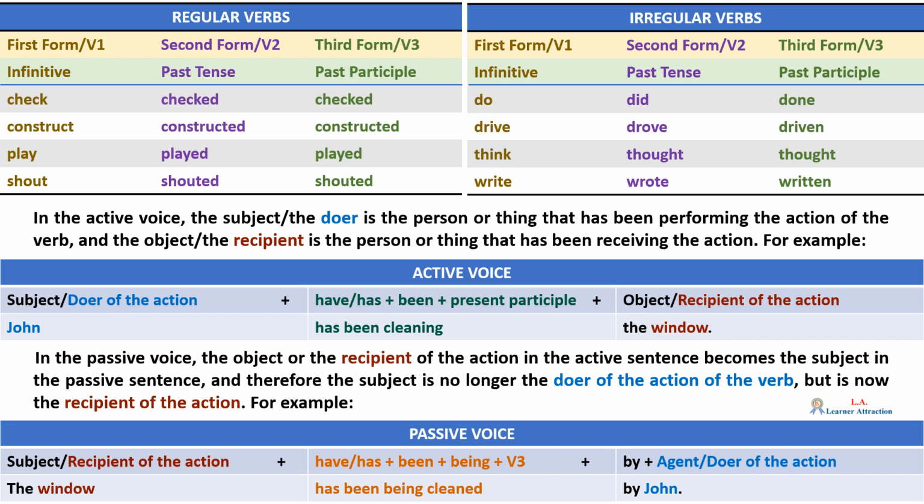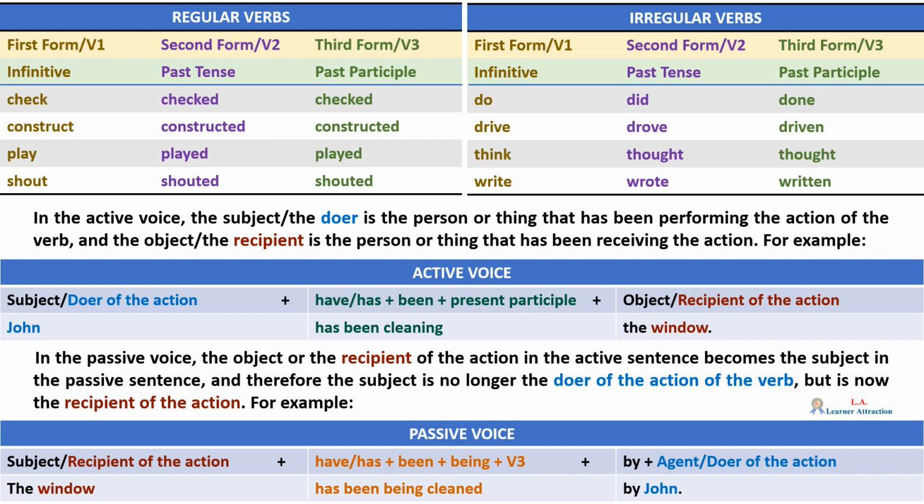In the active voice, the subject, or the doer, is the person or thing that has been performing the action of the verb, and the object, or the recipient, is the person or thing that has been receiving the action. For example, active voice. Subject, or doer of the action, plus have, or has, plus been, plus present participle, plus object, or recipient of the action. John has been cleaning the window.